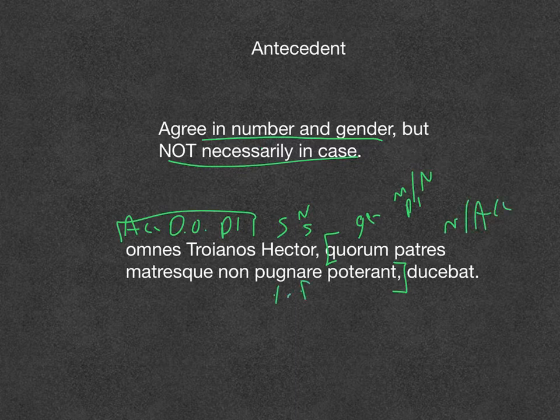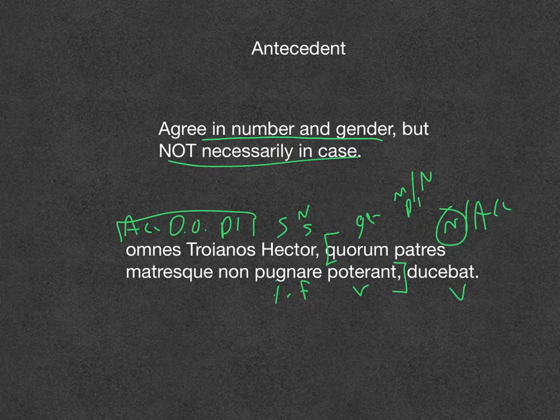We have our infinitive pugnare, and poterat is our verb. And we end up having patres be nominative because we have no other ideas for a subject. But you can also argue that pugnare would be an intransitive kind of verb most of the time. And then ducebat is our main verb. So if you're thinking about this as a main sentence, you have omnes Troianos Hector ducebat. All right, so there's a lot going on there.